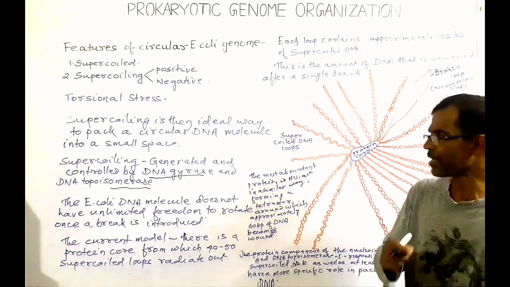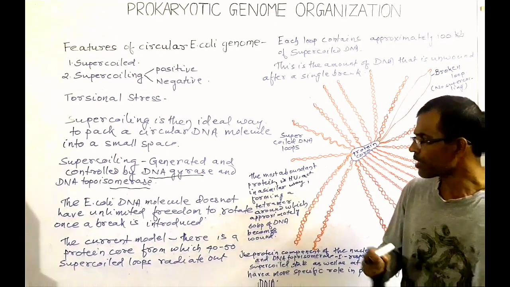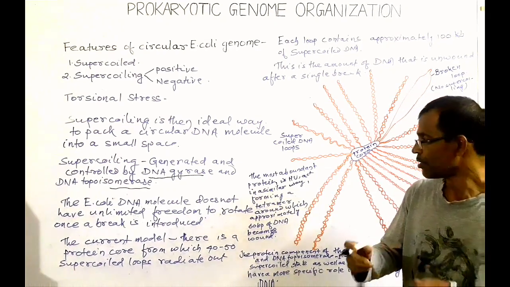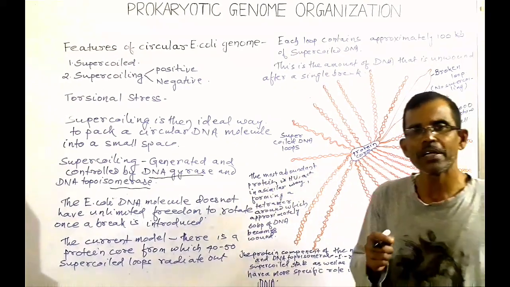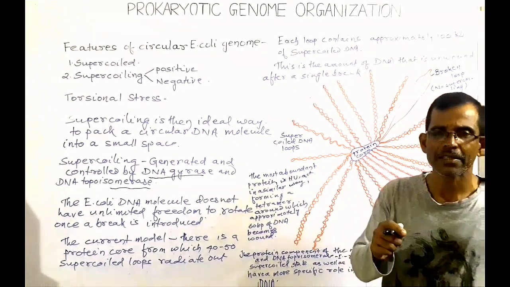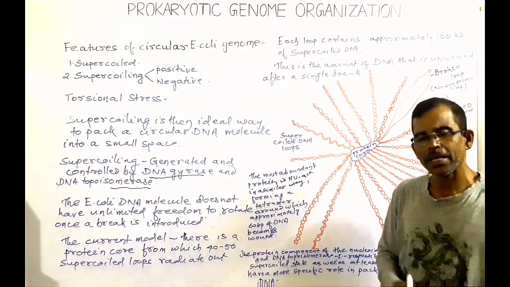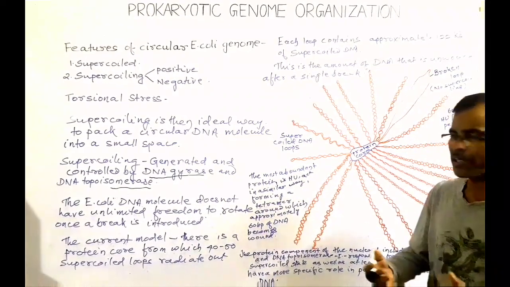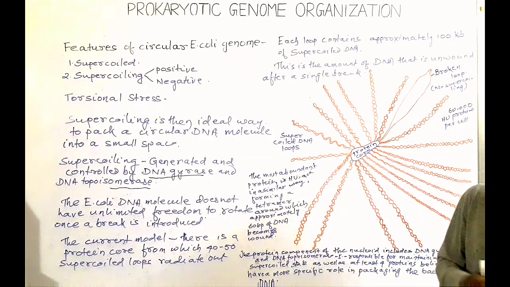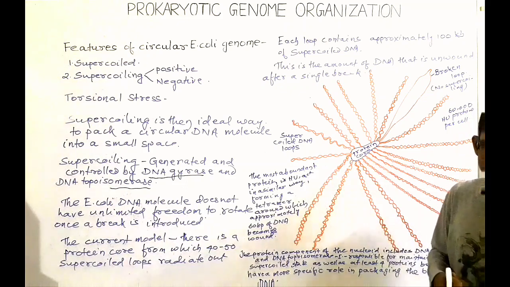The E. coli DNA molecule, or the E. coli genome, does not have unlimited freedom to rotate once a break is introduced. After introduction of a break in the circular DNA molecule of E. coli, the DNA molecule does not have unlimited freedom to rotate. The current model regarding the structure and organization of the bacterial genome is like this.